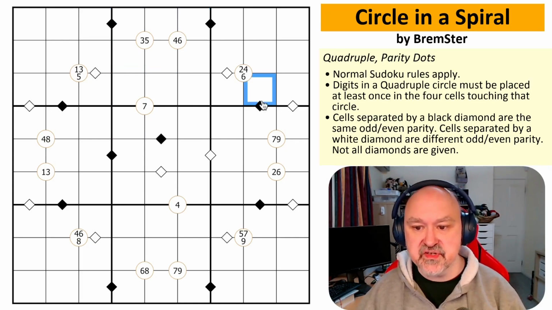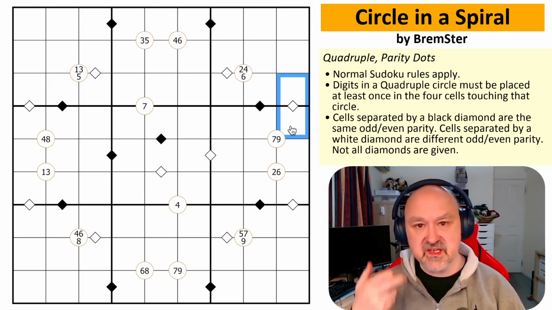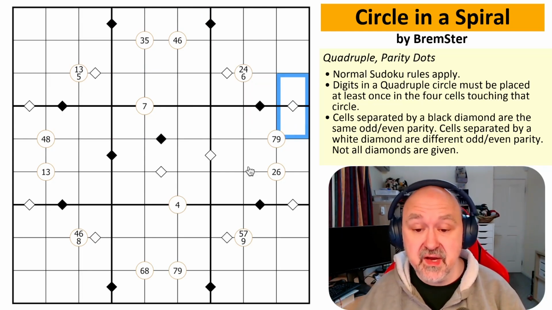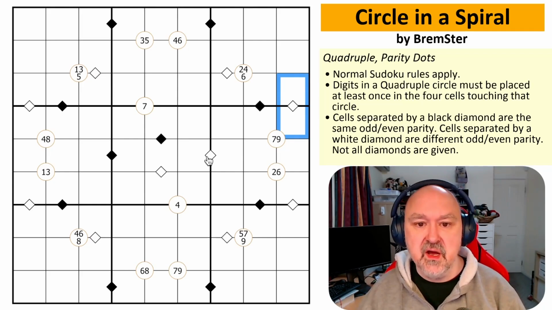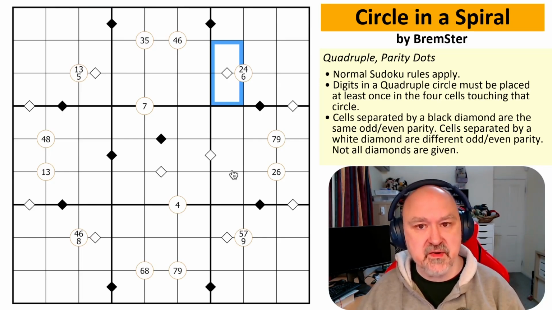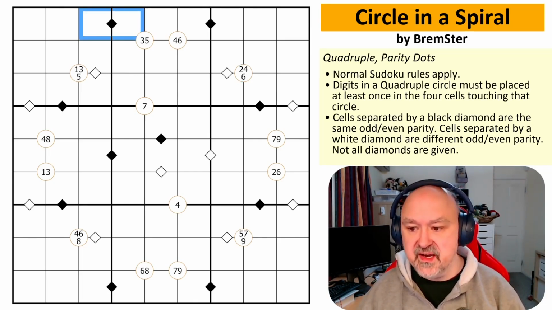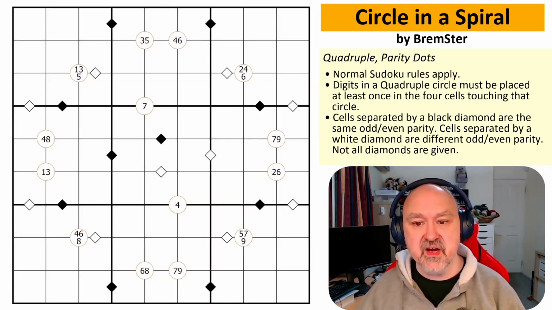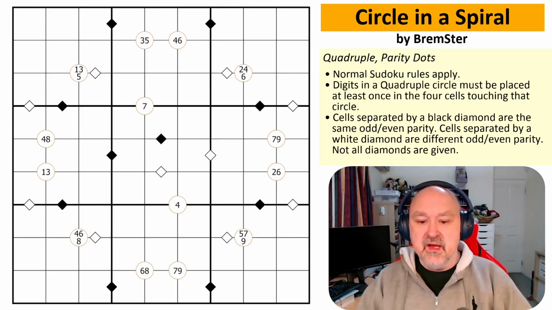These parity dots, which are diamonds, are something that we discovered when we were doing Polarizing Sudoku, and since then I've been enjoying exploring this constraint. The way these work is quite simple. Any cells separated by a black diamond must have the same odd-even parity, and any cell separated by a white diamond must have a different odd-even parity. So with that, this puzzle is solvable. It has been about a month since I solved it, so wish me luck.